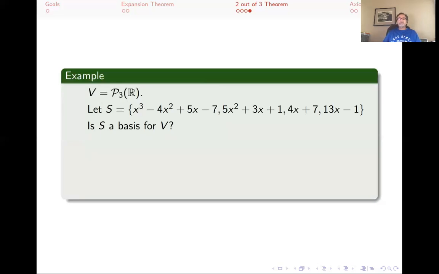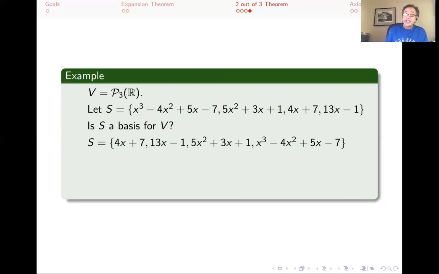Prior to the 2 out of 3 theorem, I would have to show you that this set spans and is linearly independent. Now I say, well, look, there are 4 elements and P3(R) has dimension 4. So the number of elements is right. And therefore, all I need to do is check one thing: either linear independence or spanning. I'm going to check linear independence. And to do that, I'm going to write them in a different order: 4x plus 7, 13x minus 1, 5x squared plus 3x plus 1, x cubed minus 4x squared plus 5x minus 7. And then I'm going to say, is this set linearly independent or not?